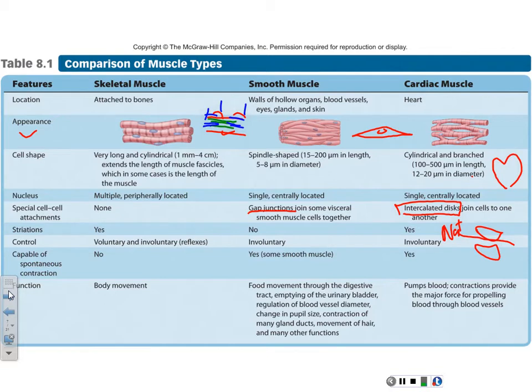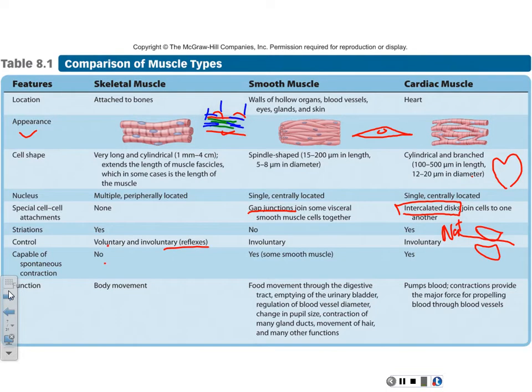Makes sense, right? Because I wouldn't be able to handle that. No, I may be bright, but not to that extent. Okay. Yeah, that's how it is. So that's that. Okay, but for the most part, it's voluntarily controlled. And then, of course, capable of spontaneous contraction.